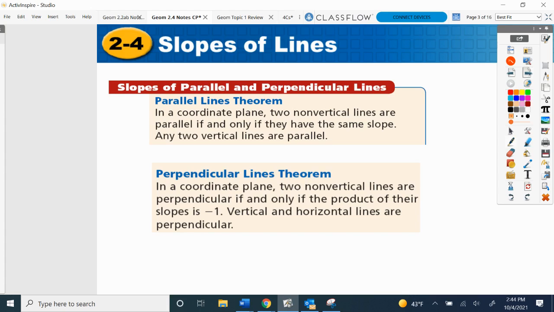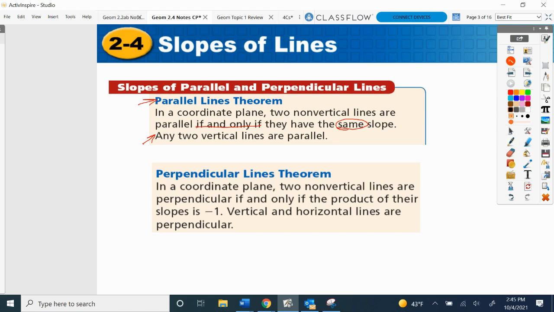Before we do that, we do need to talk about what makes lines parallel and what makes lines perpendicular. We have some theorems here, just like our other theorems in geometry. Our first one, for parallel lines, reads: in a coordinate plane, two non-vertical lines are parallel if and only if they have the same slope. So if two lines have the same slope, then we know they are going to be parallel. We also have this piece of information here: any two vertical lines are automatically going to be parallel.